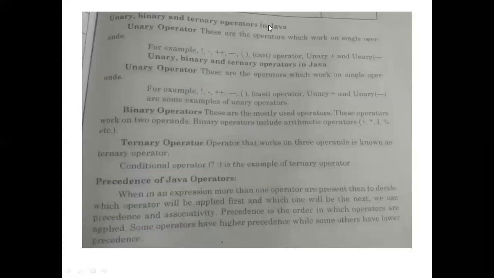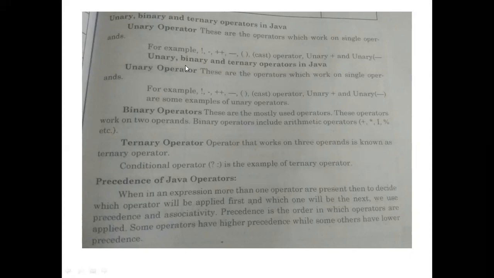Next are unary, binary, and ternary operators. The operator which takes only one operand is known as a unary operator. So the increment and decrement operators are known as unary operators. This exclamation mark, that is logical not, is also a unary operator. And a binary operator is one which takes two operands. Suppose a plus b, a minus b: these operators take two operands. That's why they are called binary operators.